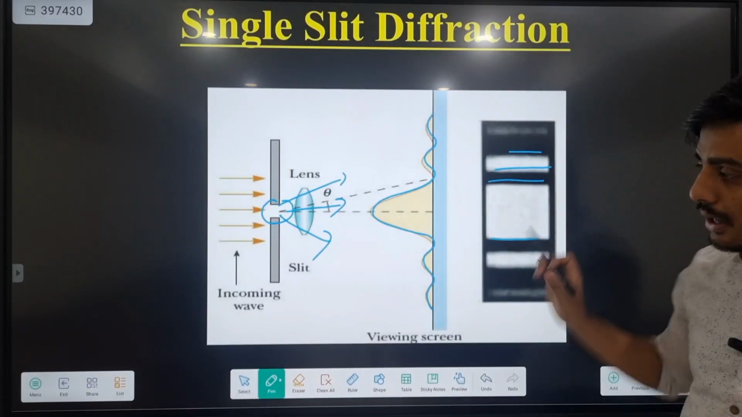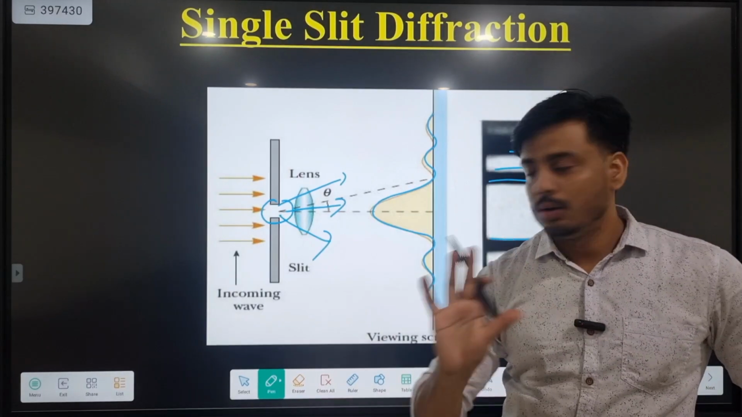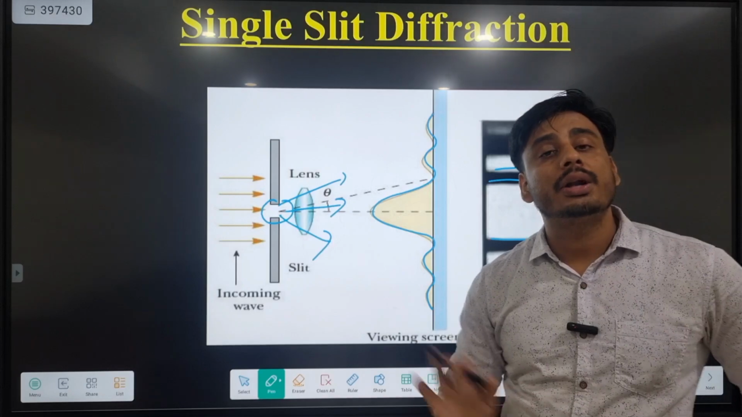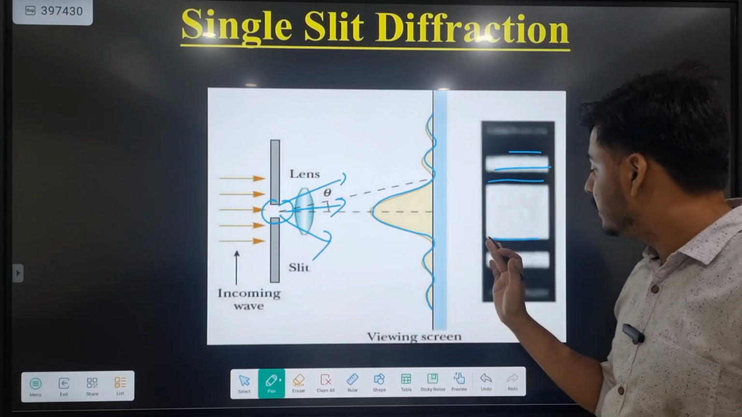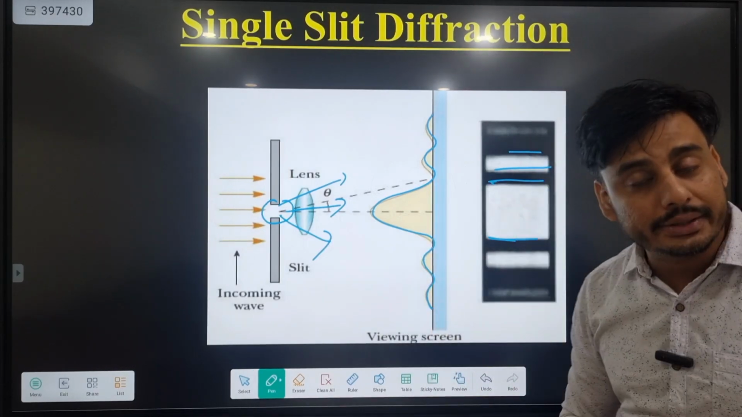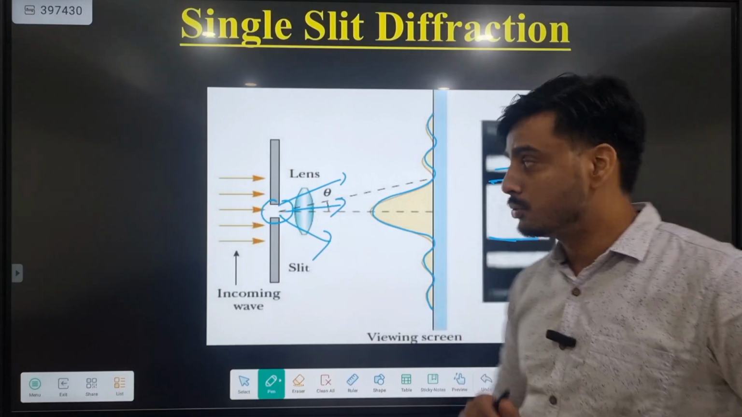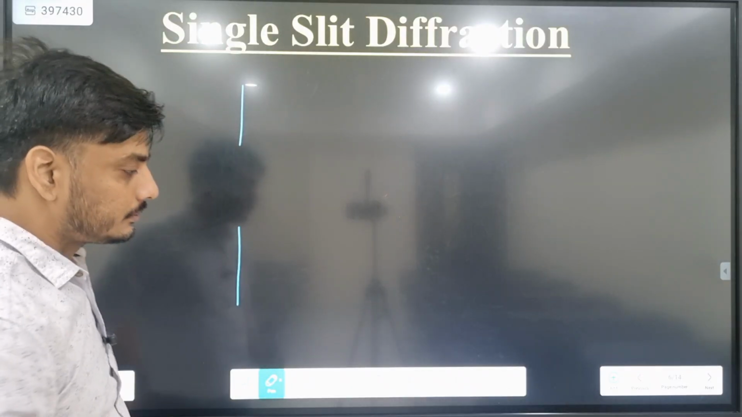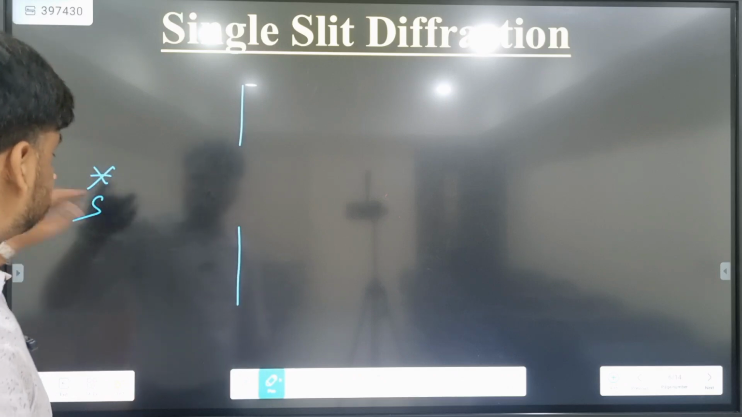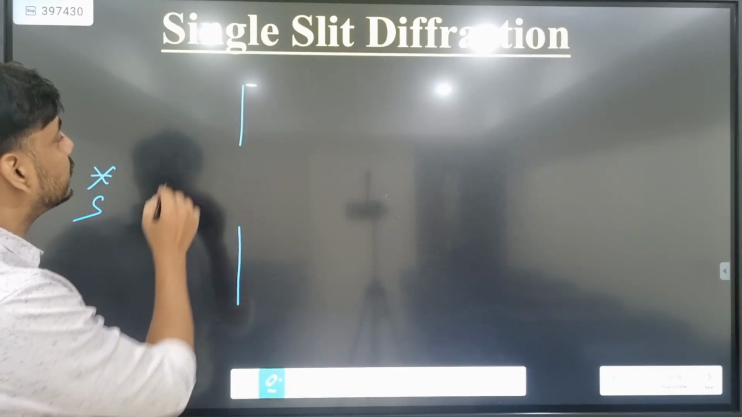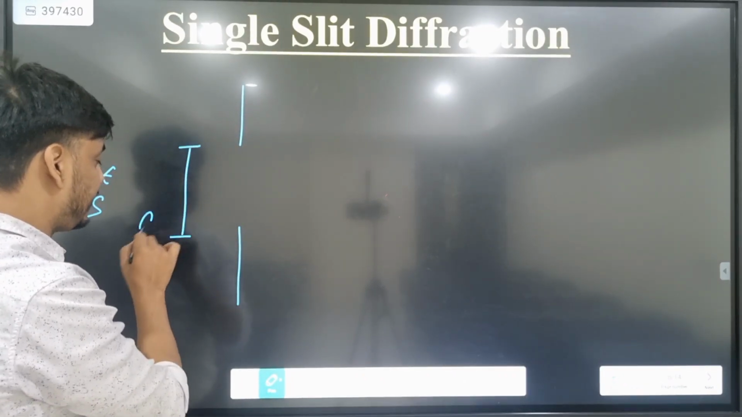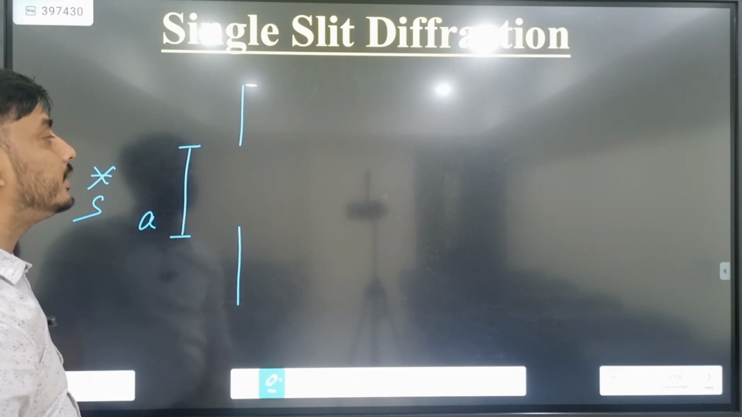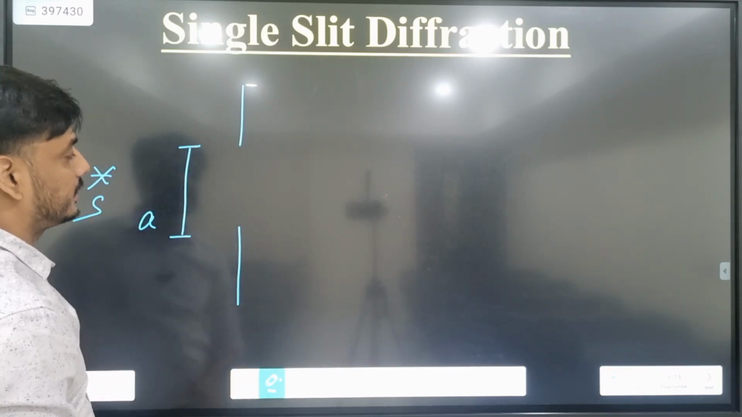You can see the widths. I will explain each one of them, how the intensity varies, and what the principle is behind this change in fringe width. So let's go to the derivation part. Here let a source S be there and a slit is present whose width is, let's say, a. a is the width of the slit present.